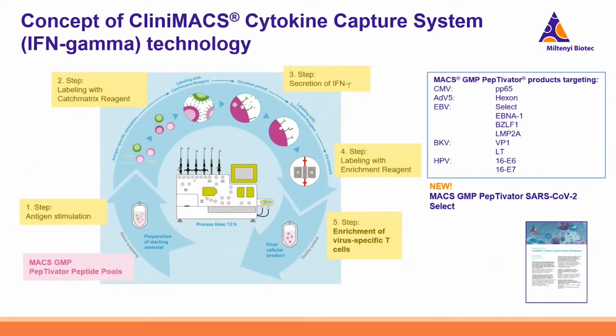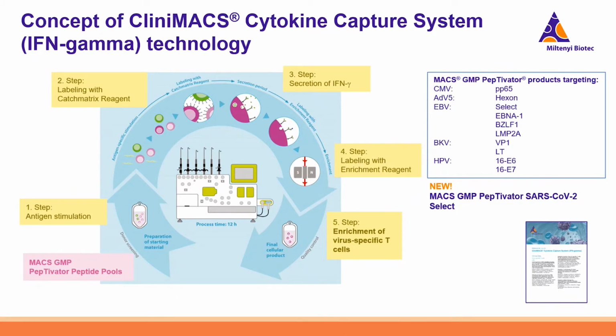How does the CliniMACS cytokine capture system work within the CliniMACS Prodigy process? The CliniMACS Prodigy process integrates all critical steps of the CCS workflow, from antigen-specific T cell stimulation to labeling of target cells, magnetic isolation, and formulation within 12 hours of total time. Importantly, all cell processing steps are automated, ensuring a convenient and highly standardized separation process.